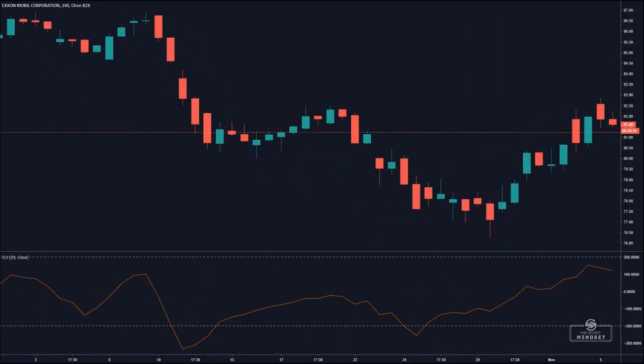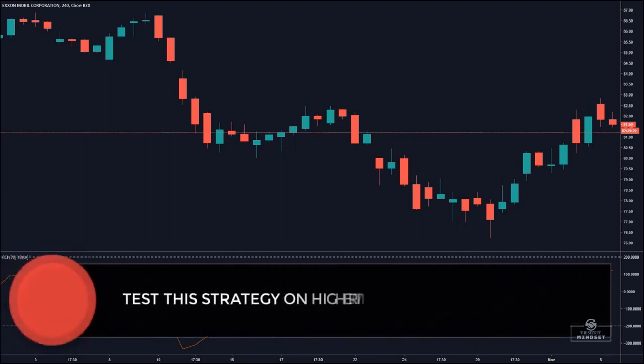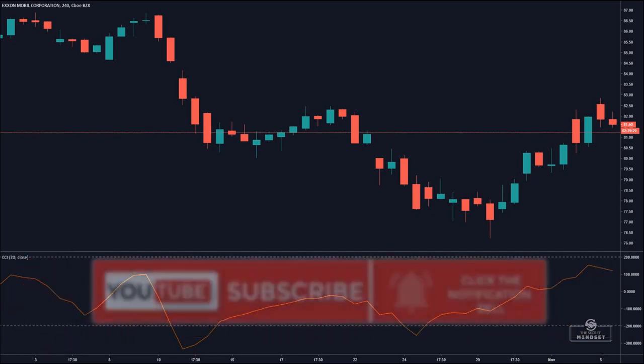This strategy is designed for time frames higher than 4-hour charts and for the stock market, but I've also recorded good results on the Forex market on lower time frames.